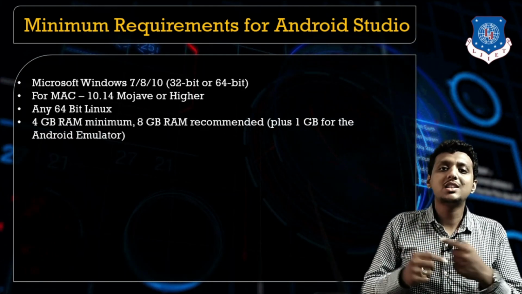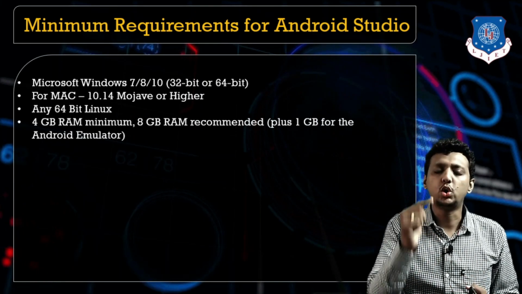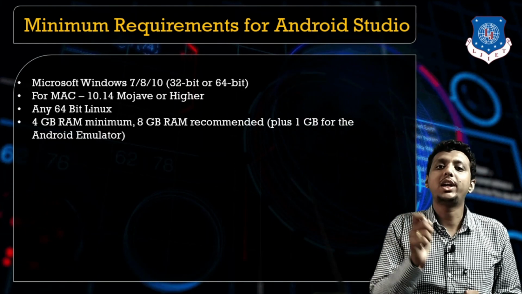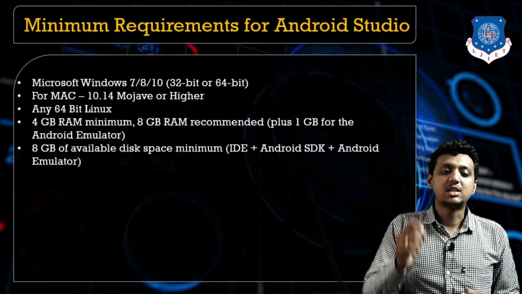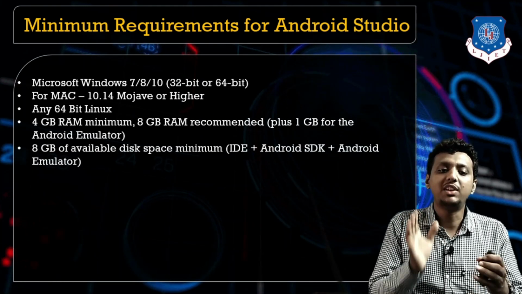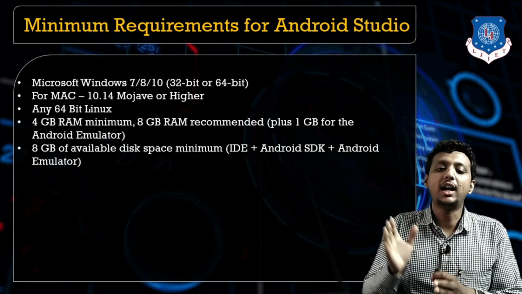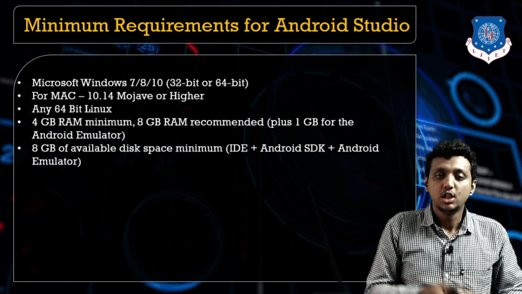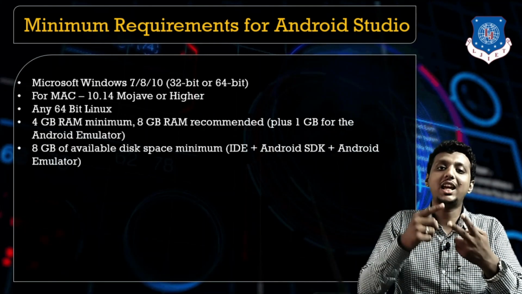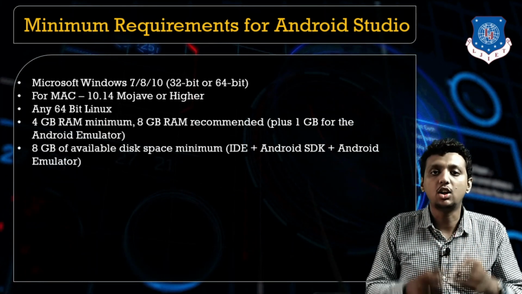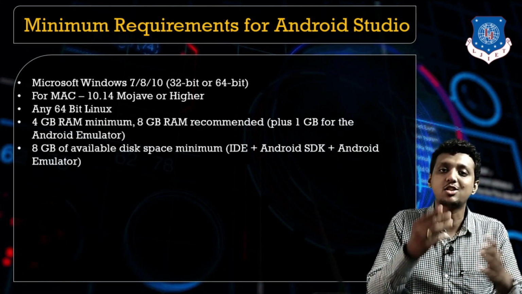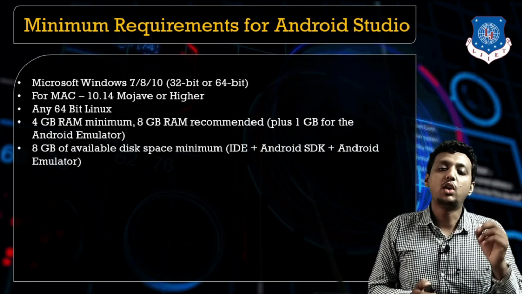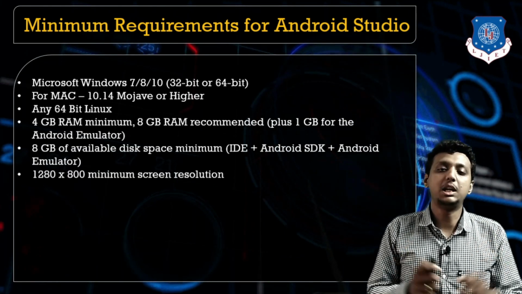Now, to run Android Studio on your desktop system or laptop, you need at least 4 to 8 GB RAM. As well, 8 GB of available disk space is occupied by the Android SDK, the integrated development environment, and the Android emulator. So you have three different things: Android SDK, Android emulator, and the Android Studio IDE, the integrated development environment. All three things need a minimum of 8 GB. So for better output, I recommend taking 8 GB RAM for study purposes.